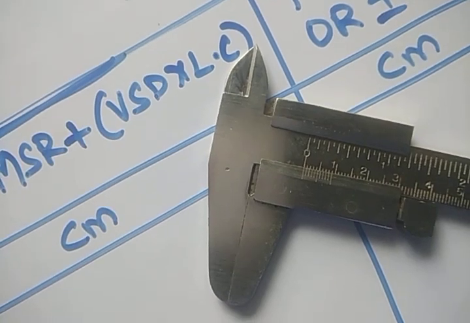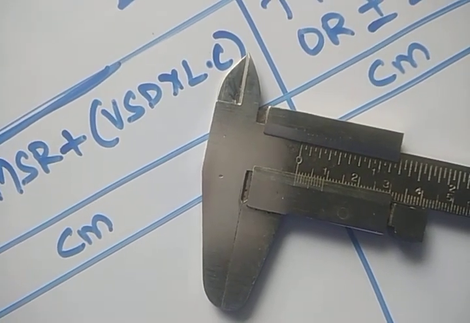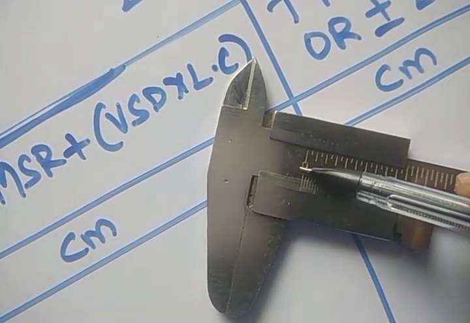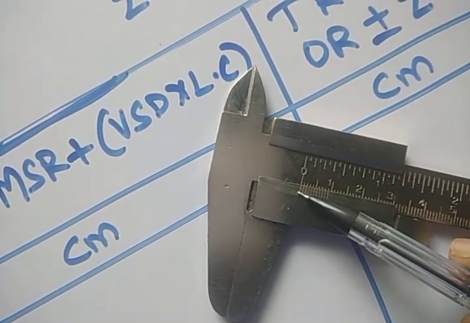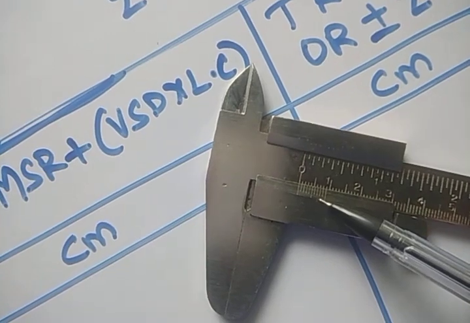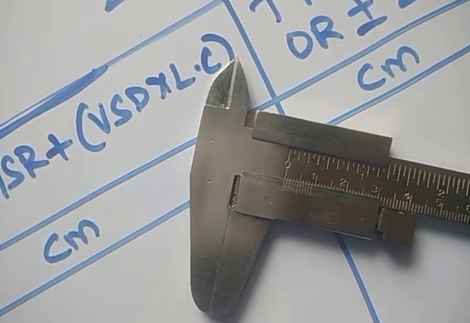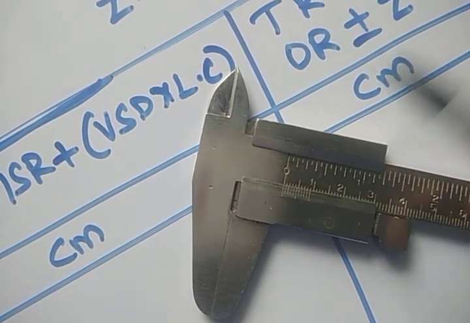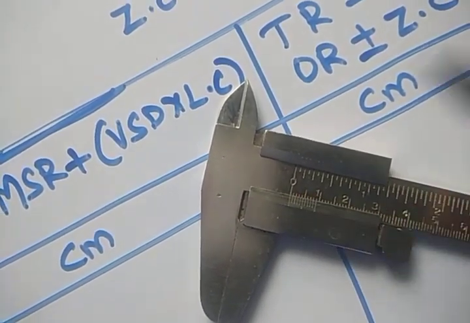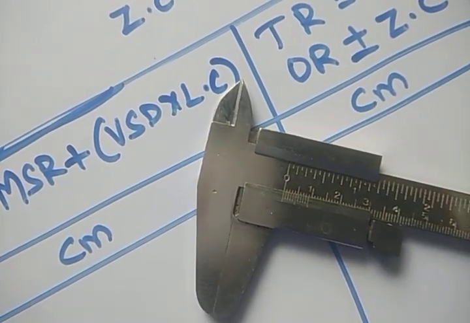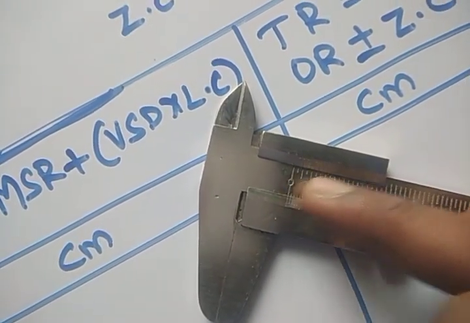Then what is this error? Let me recall for you, students: if it exactly coincides, that is zero error. If the first division of the vernier scale comes to the right side, it means positive error. If the first division of the vernier scale coincides on the left side of the main scale division, it means negative error.